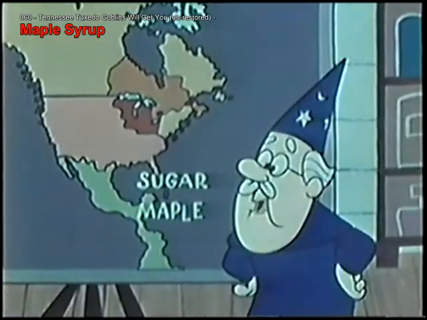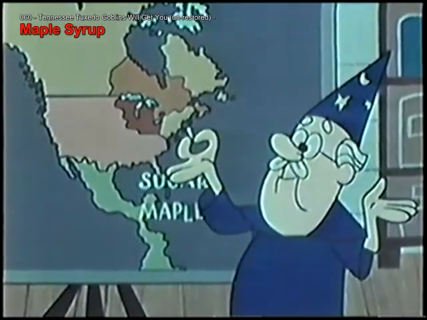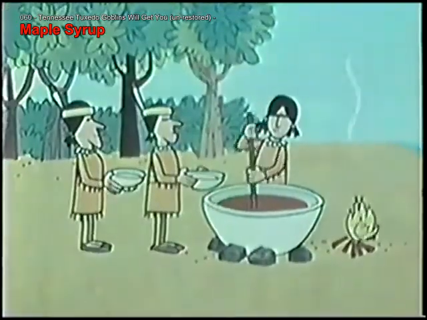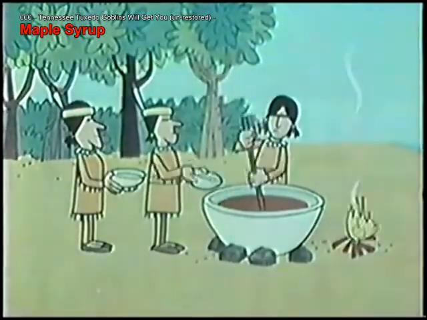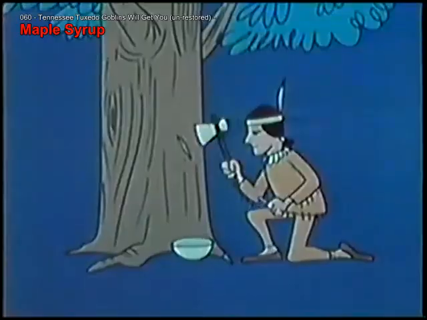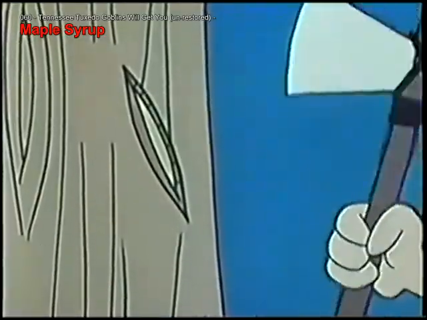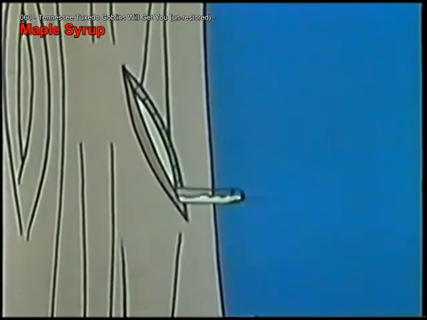People have known about the sugar maple a long time. Why, when the first Pilgrim settlers came to America, the Indians were already making maple syrup. Gee, how did they do it? The Indian got sap by cutting into the tree with his tomahawk. Then he inserted a stick to direct the flow of sap into a bowl on the ground.